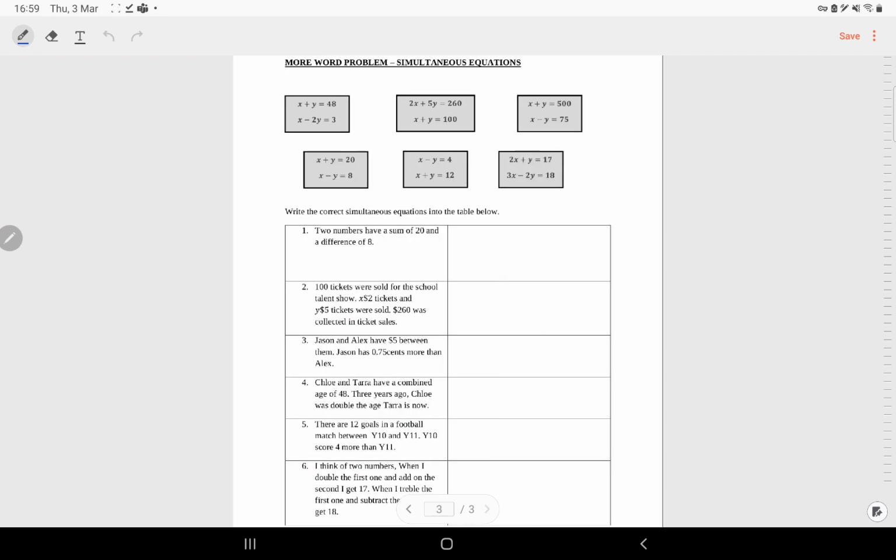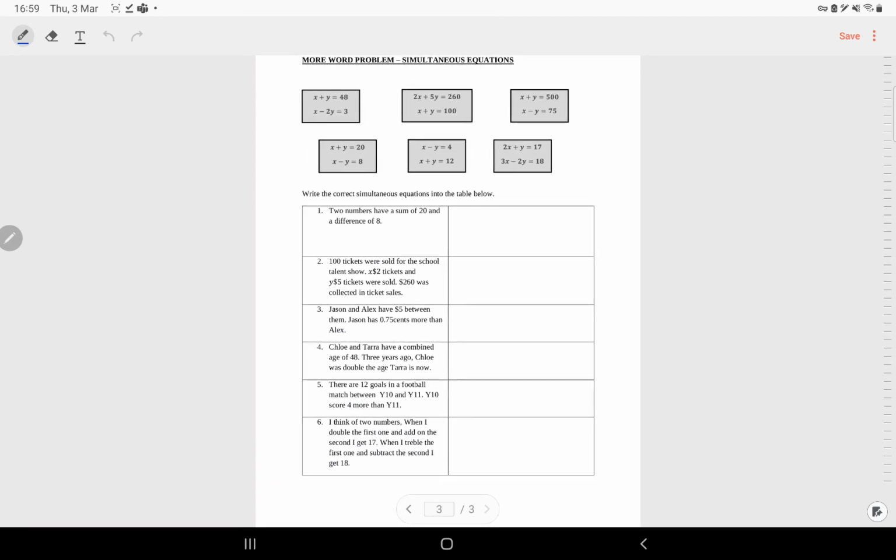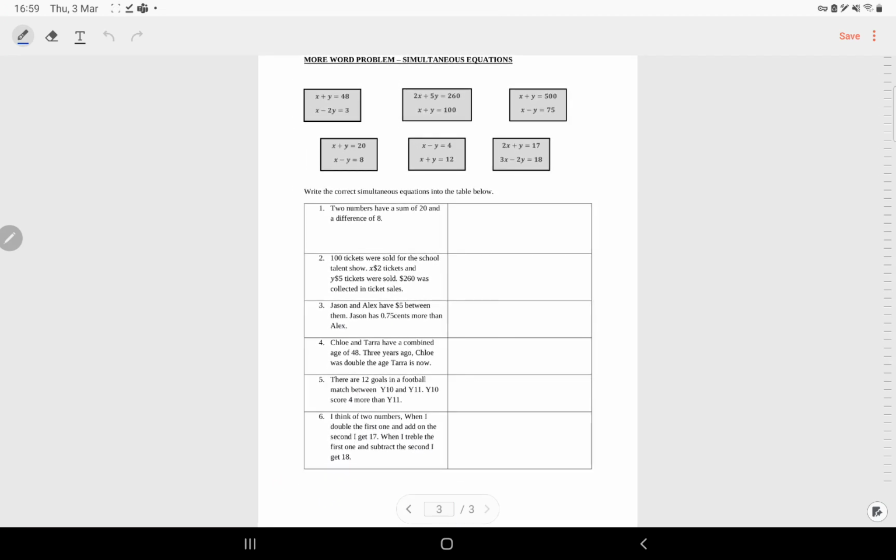And the next one is that you have a very short homework here. Basically, instead of solving, I have given you different types of questions here. These are the word problems, and I've given you the answers. All you need to do is to match and put the correct simultaneous equation into the columns. This exercise is to expose you to many different types of word problems and how to interpret them into equations.